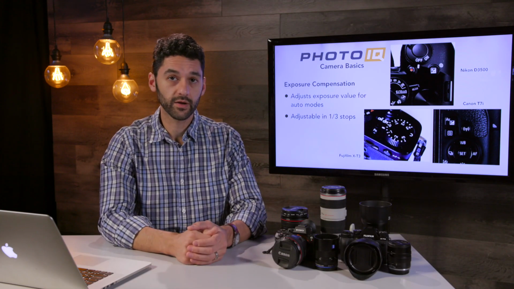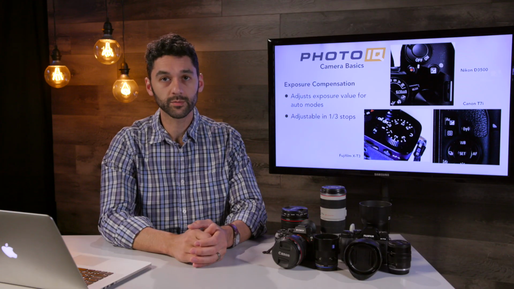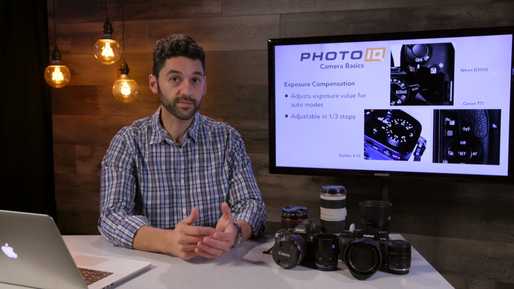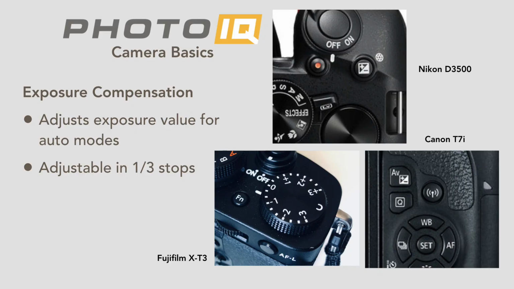So next, let's talk about an important feature that works in tandem with your auto modes, and that's going to be the exposure value or the exposure compensation dial. Some cameras will have a physical dial, other cameras will just have a button that enables the adjustment of your exposure value. So you'll see beside me I have three different camera examples, all with a different method of, or a different location of the adjustment.